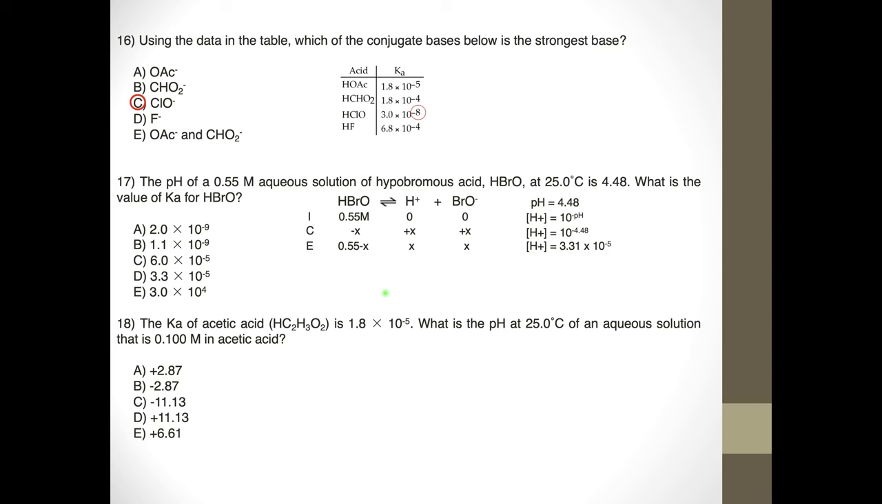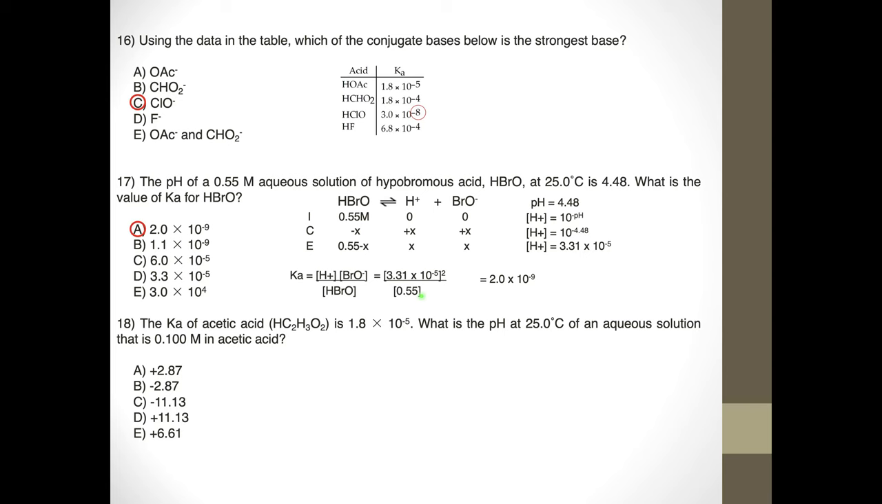So we can now write the equilibrium constant: H⁺ times the hypobromite ion divided by the hypobromous acid. The concentrations of H⁺ and BrO⁻ are the same, so it's going to be X squared. The concentration of HBrO at equilibrium, because it's a weak acid, is not going to be affected. When you subtract X from 0.55, it's still 0.55. Now you divide, and the Ka is equal to 2.0 times 10 to the power of minus 9, and that is letter A, the right answer for number 17.